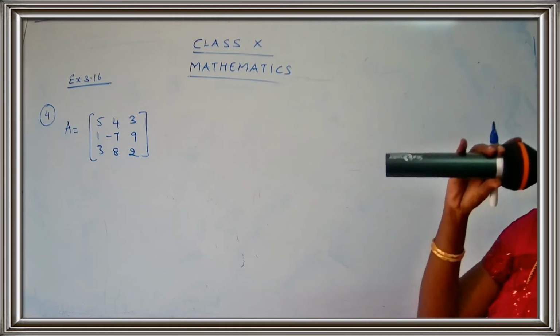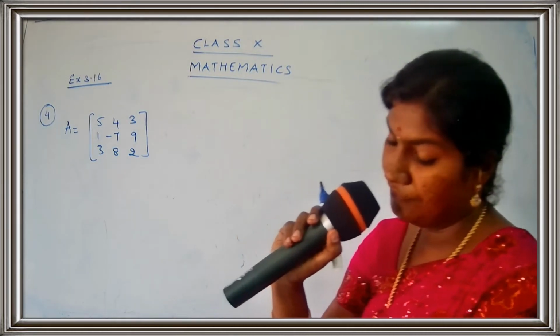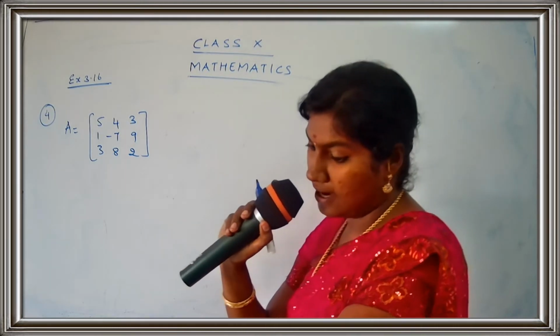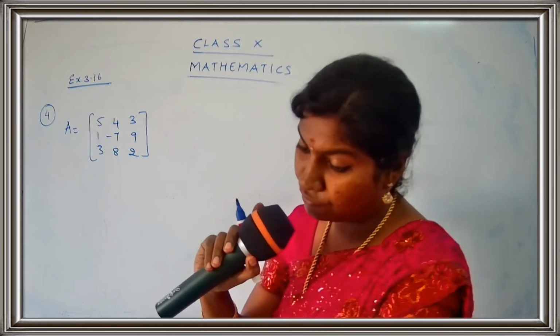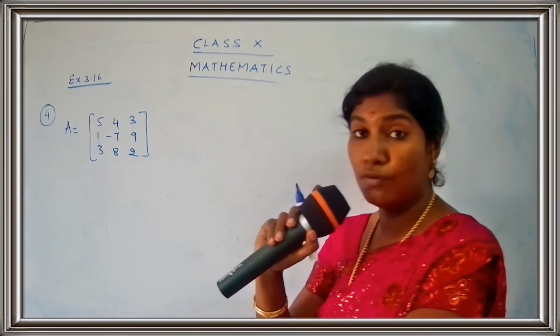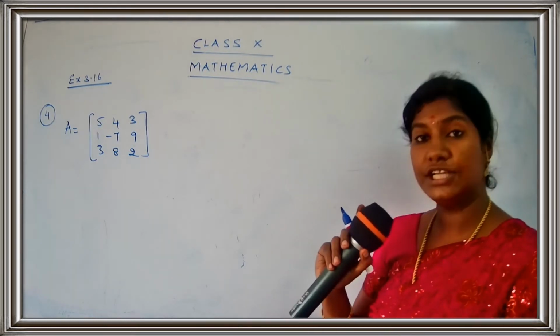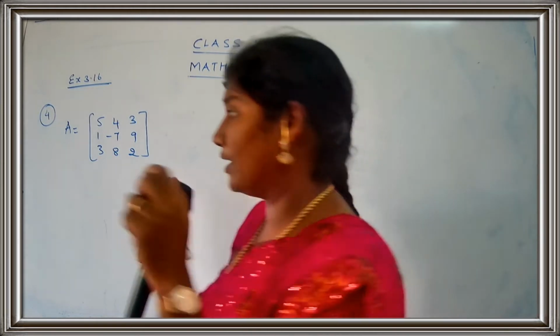You're being given the matrix. Have you taken another question? Be fast. A is [5, 4, 3; 1, -7, 9; 3, 8, 2], and you have to find the transpose of A. You know what is the meaning of transpose, children? Yes? Transpose is interchanging of rows into columns. A very simple answer, only one line answer.